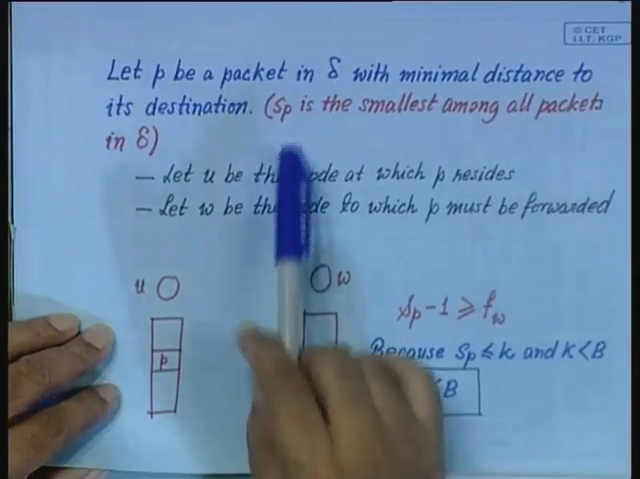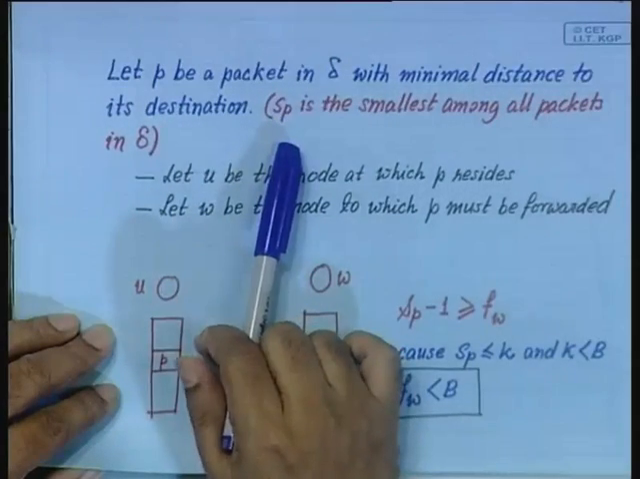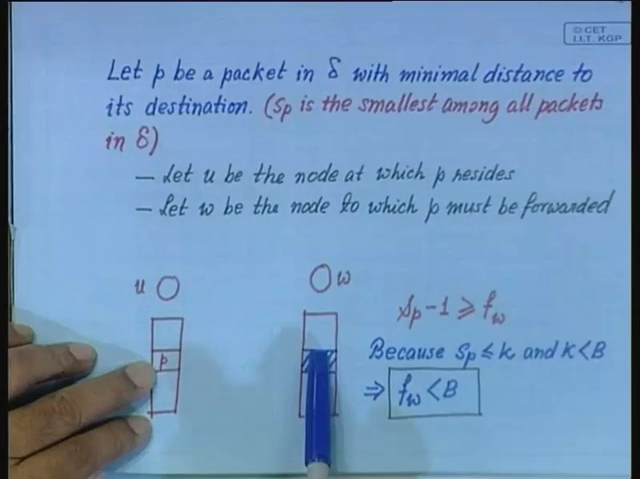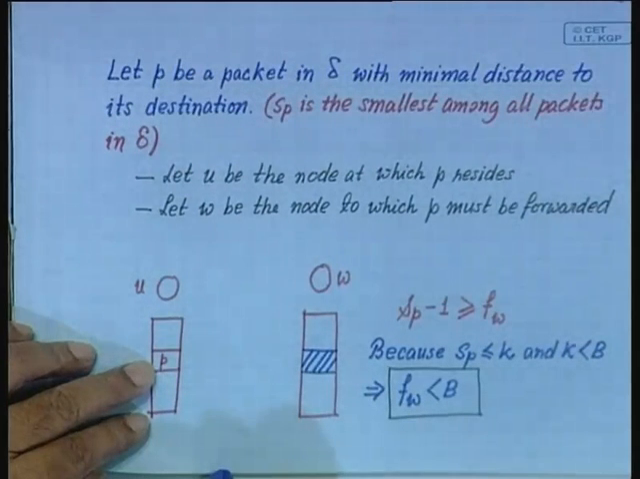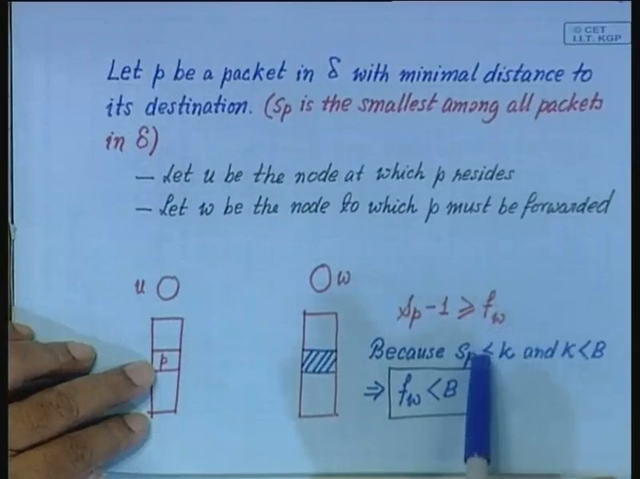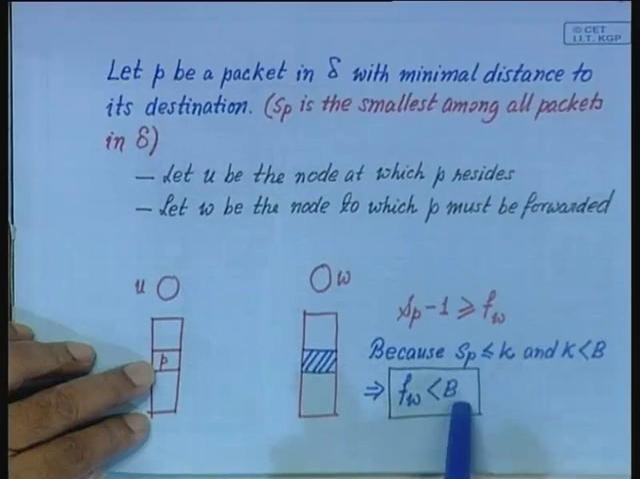packets, right. In delta, what is W? We first choose, among the packets in delta, the one which has the minimum SP. We call that packet P. Then we see that for P the next hop has to be W, but W is not accepting P. So therefore SP minus 1 is greater than or equal to FW, otherwise it would have accepted. And then by virtue of that we show that FW is less than B.